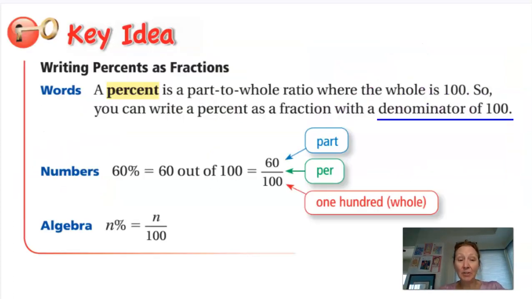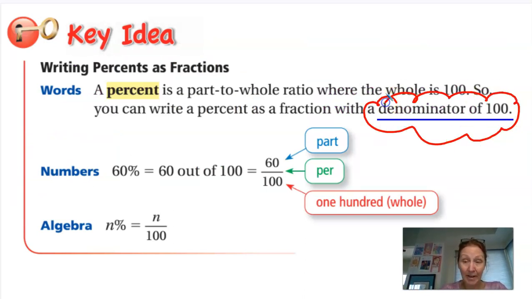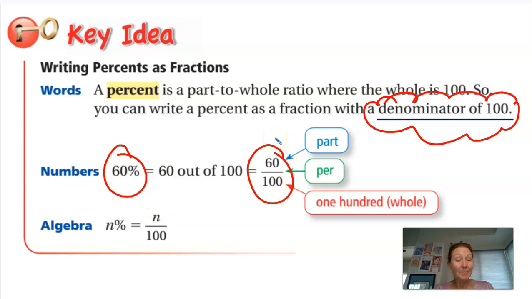Okay, here's the key idea that's in your textbook. Again, I want you to think about the denominator has to be 100 to change a number into a percent. And when you see 60 out of 100, that is equal to 60%. So this means the same as that. It's just, does it make sense to put it in a percent, or does it make sense to put it in a fraction form? And then we can even turn it into a decimal.